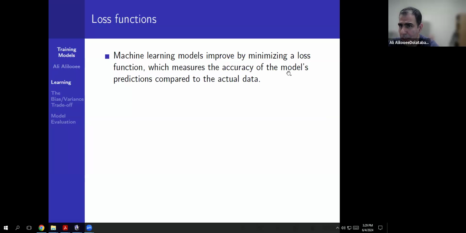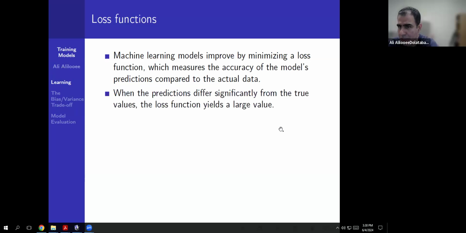So machine learning models improve by minimizing a loss function, which measures the accuracy of the model's predictions compared to the actual value. It means that when you want to define a loss function, you have some values which are estimated by using your model and some values which are given as the actual value. Comparing these two will give us a mathematical tool, which is called loss function.